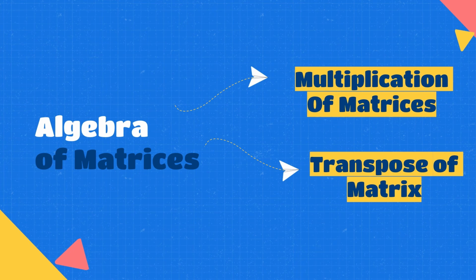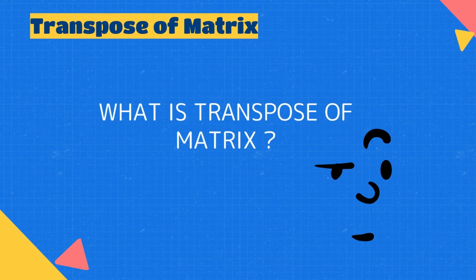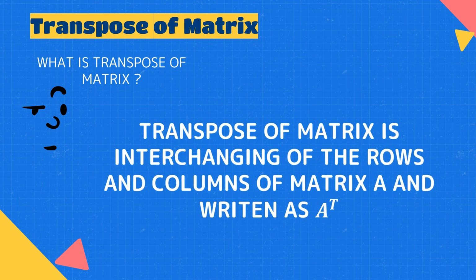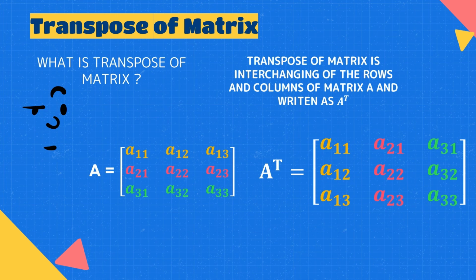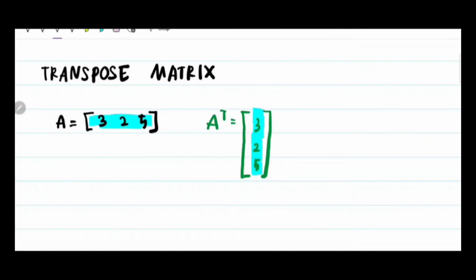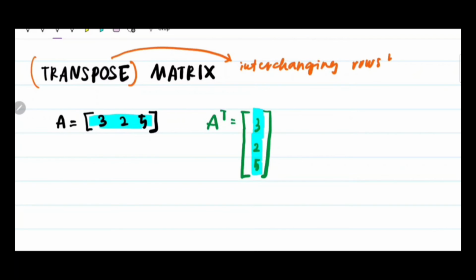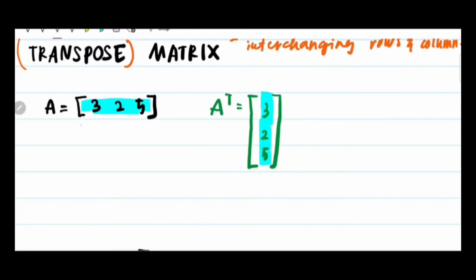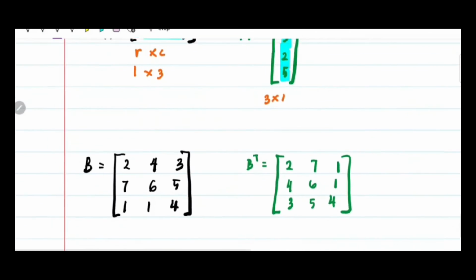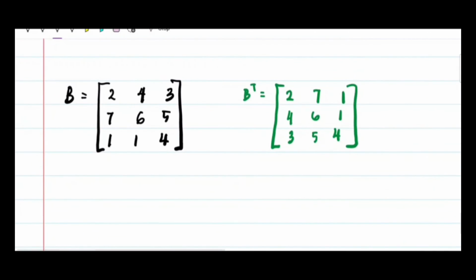Now, let's talk about the transpose of a matrix. The transpose of a matrix is the interchanging of rows and columns of the matrix. Transpose means interchanging between row and column. As we can see, there is matrix A and A transpose. The order for matrix A is 1 by 3 and for A transpose is 3 by 1. So there is interchanging between the row and column.